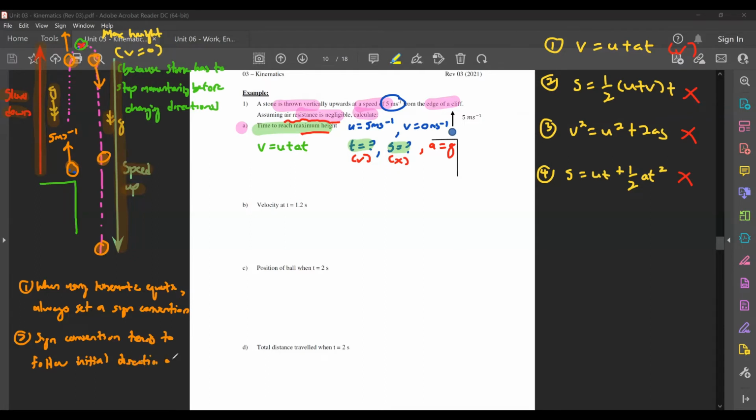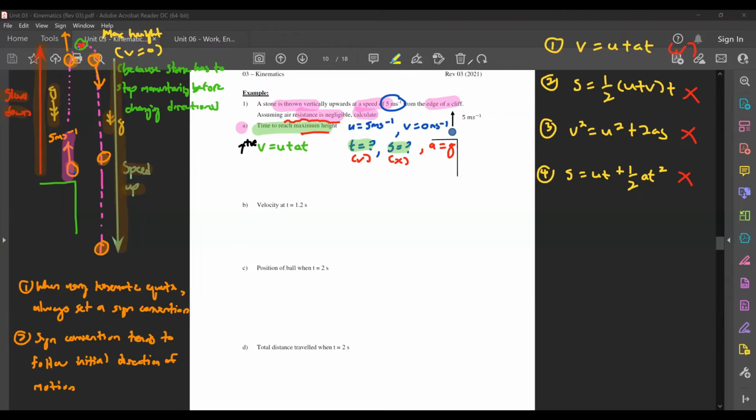Initial direction of motion. Okay. So in your case, we know that the object was originally being projected outwards. So I will say that going outwards is positive for me. Anything in your equation right now that points upward will be positive. Anything else that points downwards will be negative, because you have to compare with respect to your sign convention.